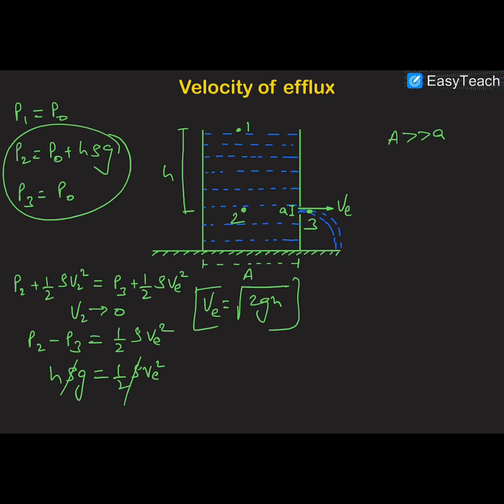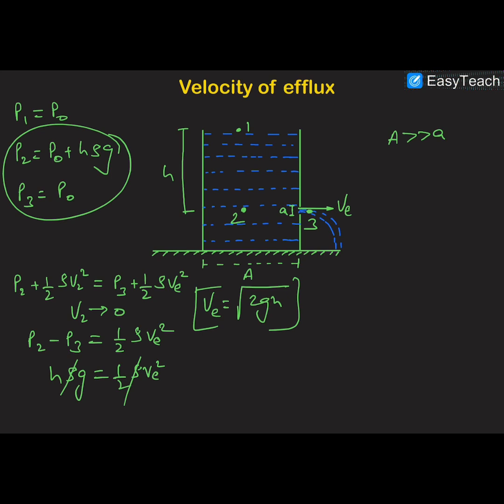Now you have also seen this formula in one-dimensional motion, and if you remember, this is the velocity of a freely falling object which is falling from a height of h. So this is exactly the same as that velocity.